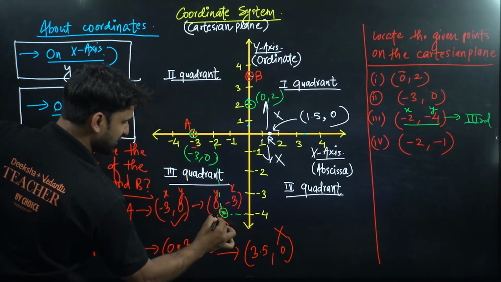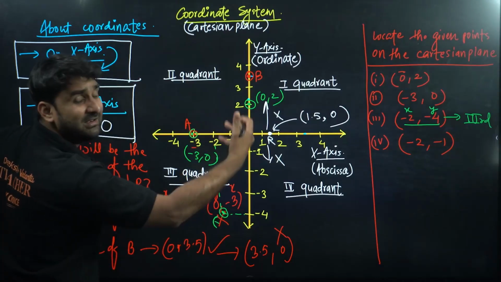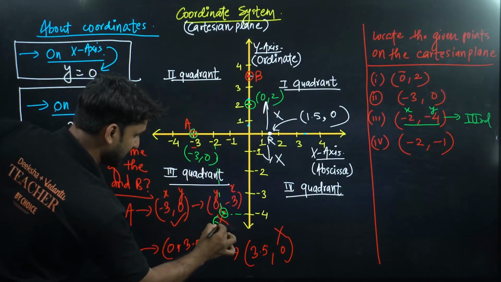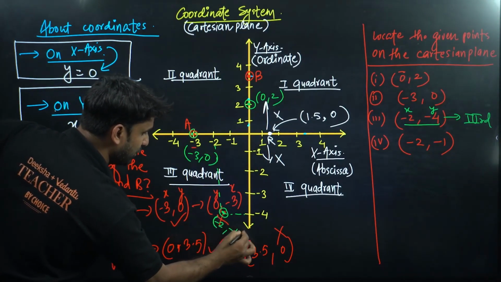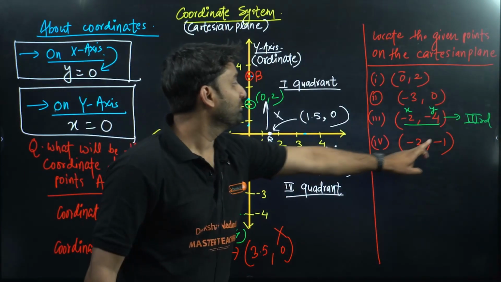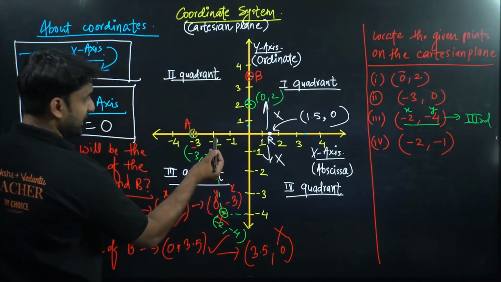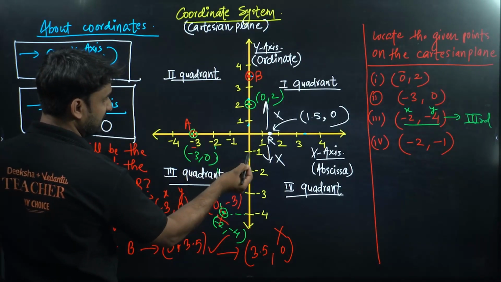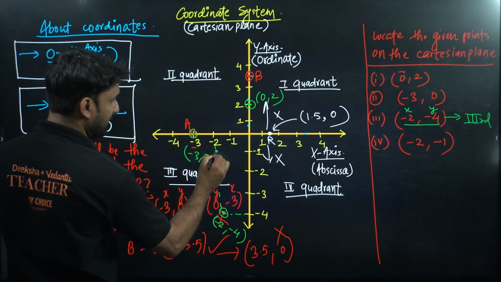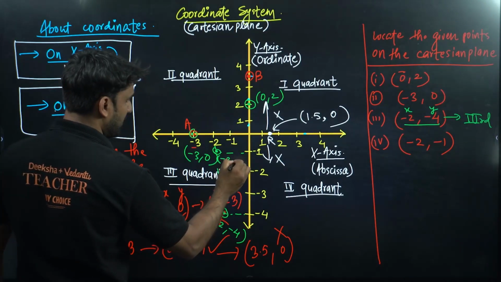So that's why generally we make dotted lines. It increases the visibility of the coordinate. If you are confident to locate the point exactly without drawing the dotted line, you can proceed, otherwise no problem. (-2, -1): x is -2, y is -1. So x is -2 here and y is -1. The point will lie here. This is (-2, -1).